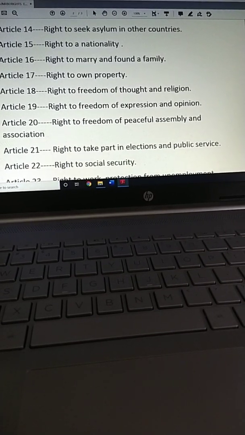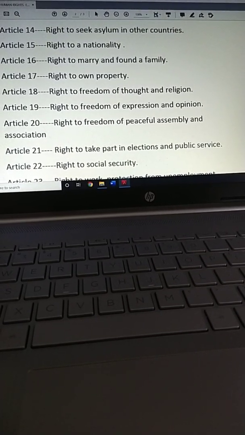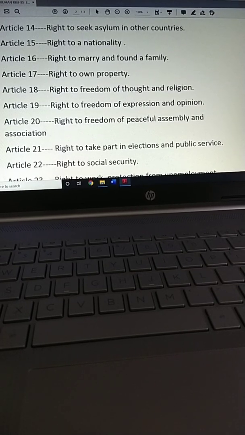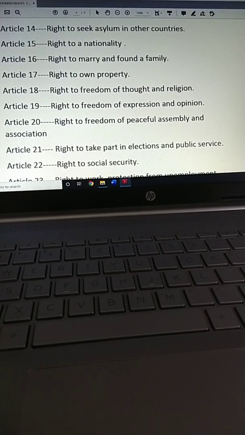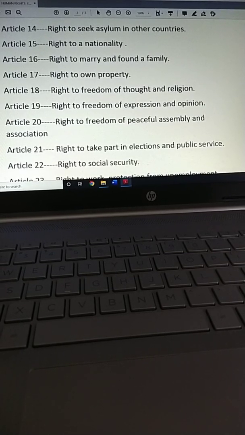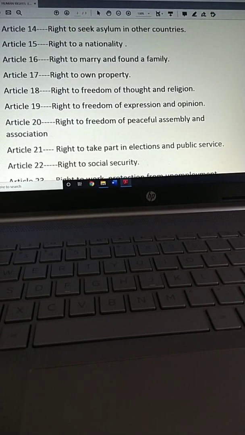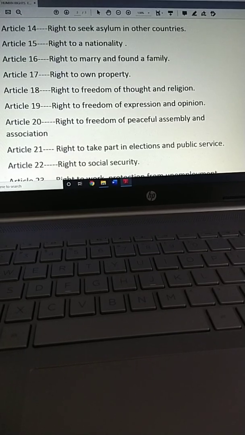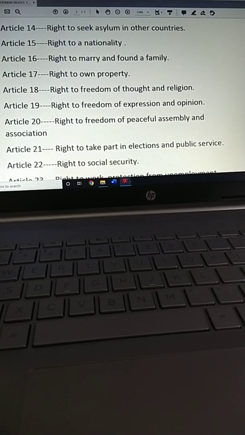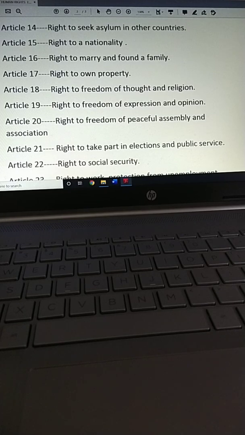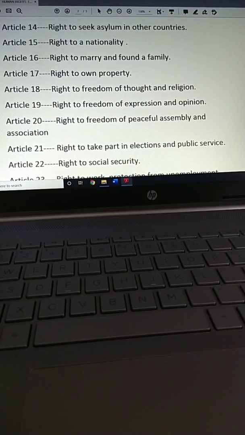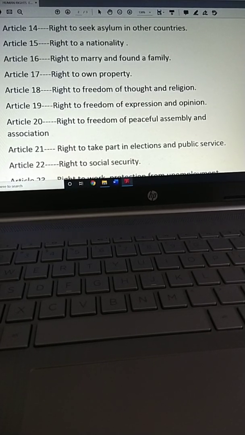Article 19 says about right to freedom of expression and opinion. This is very essential for the development of human personality. Everybody has the right to create his own opinion. A human being may be opinionated and has the right to express his opinion freely. That ensures the freedom of press as well. Next, Article 20.